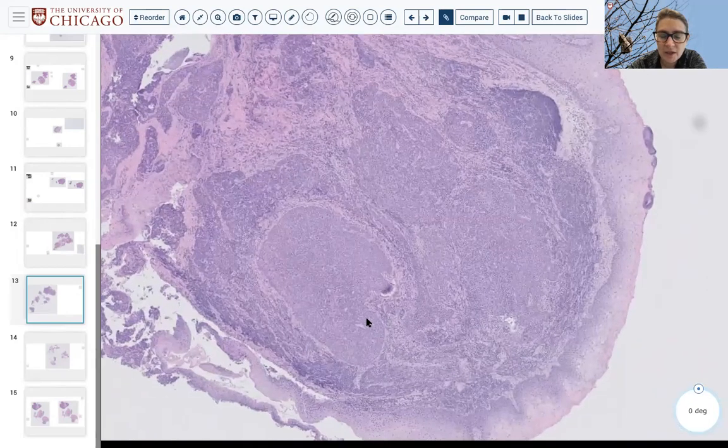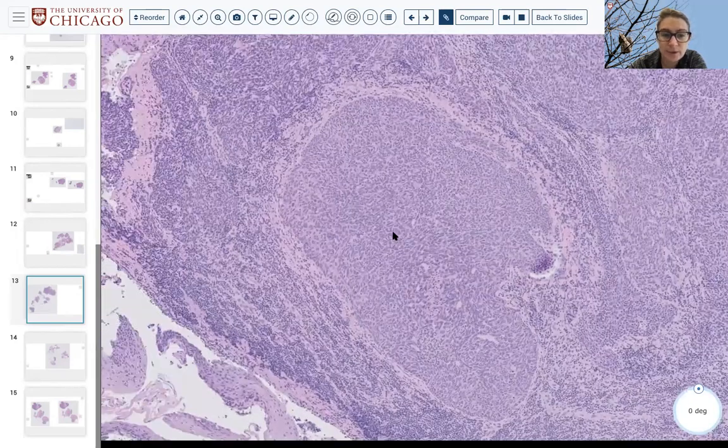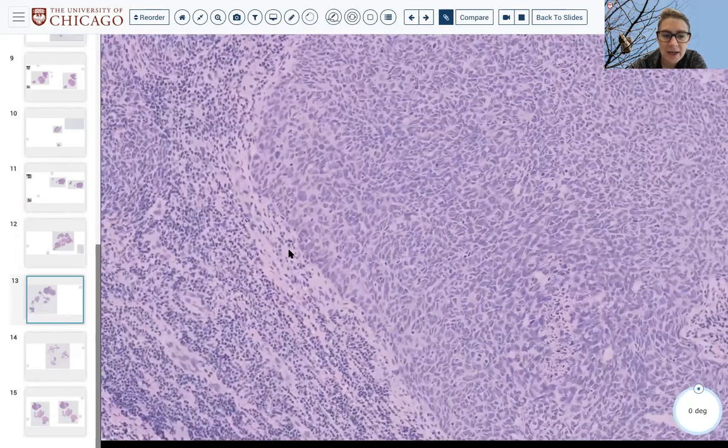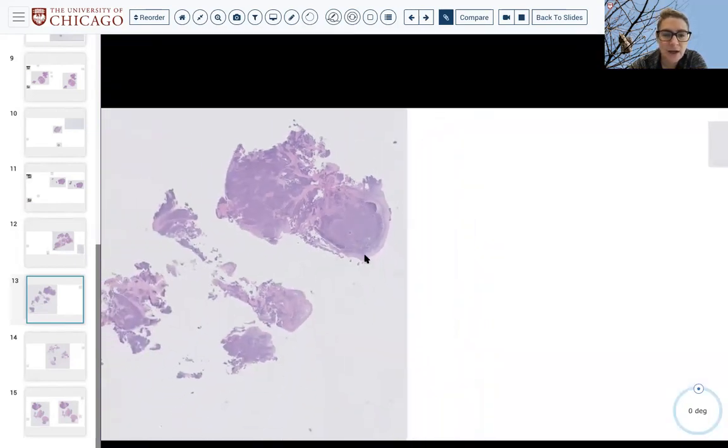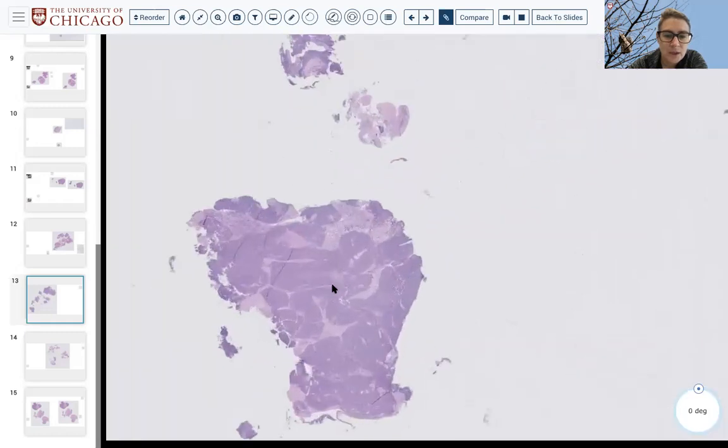The problem with base of tongue and tonsil is that you're always dealing with blue on blue, right? You're dealing with blue tumor on top of blue lymphocytes, and it can be very challenging, but I think you guys have gotten it. Okay.